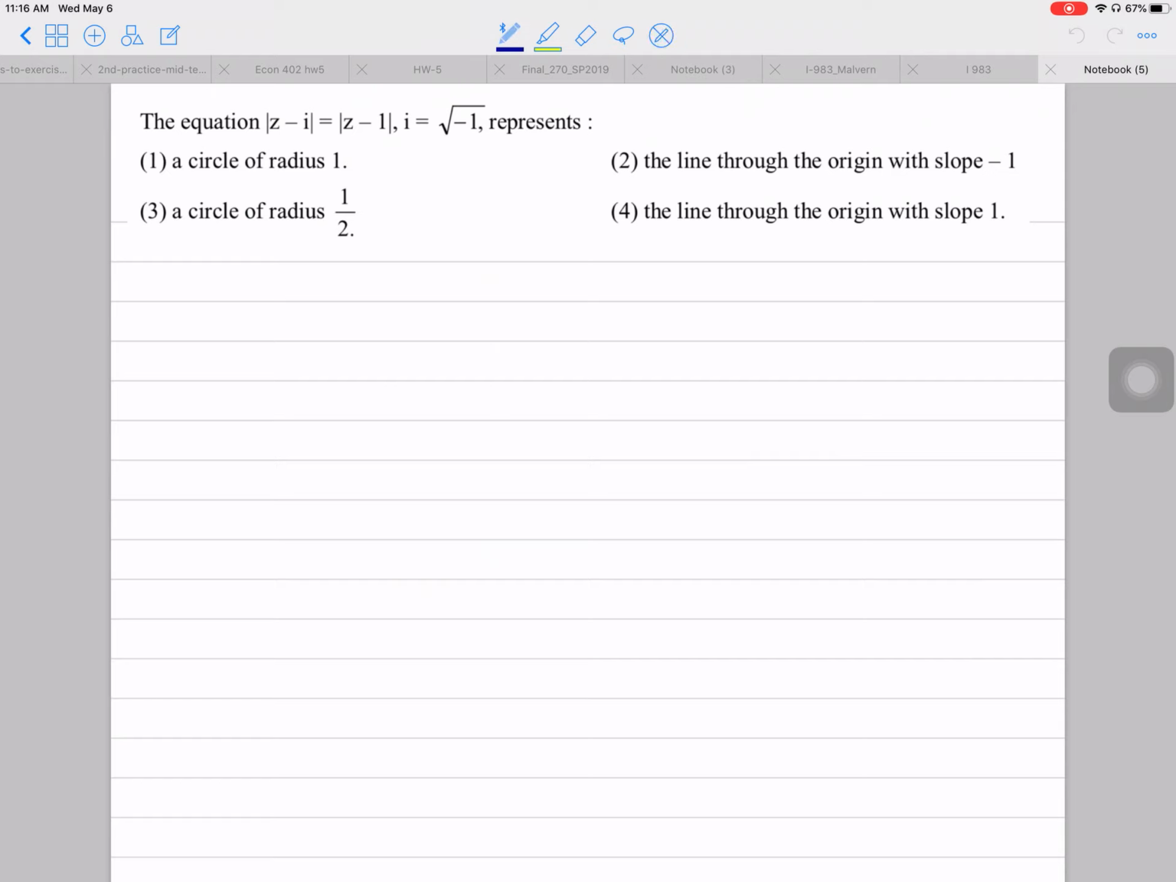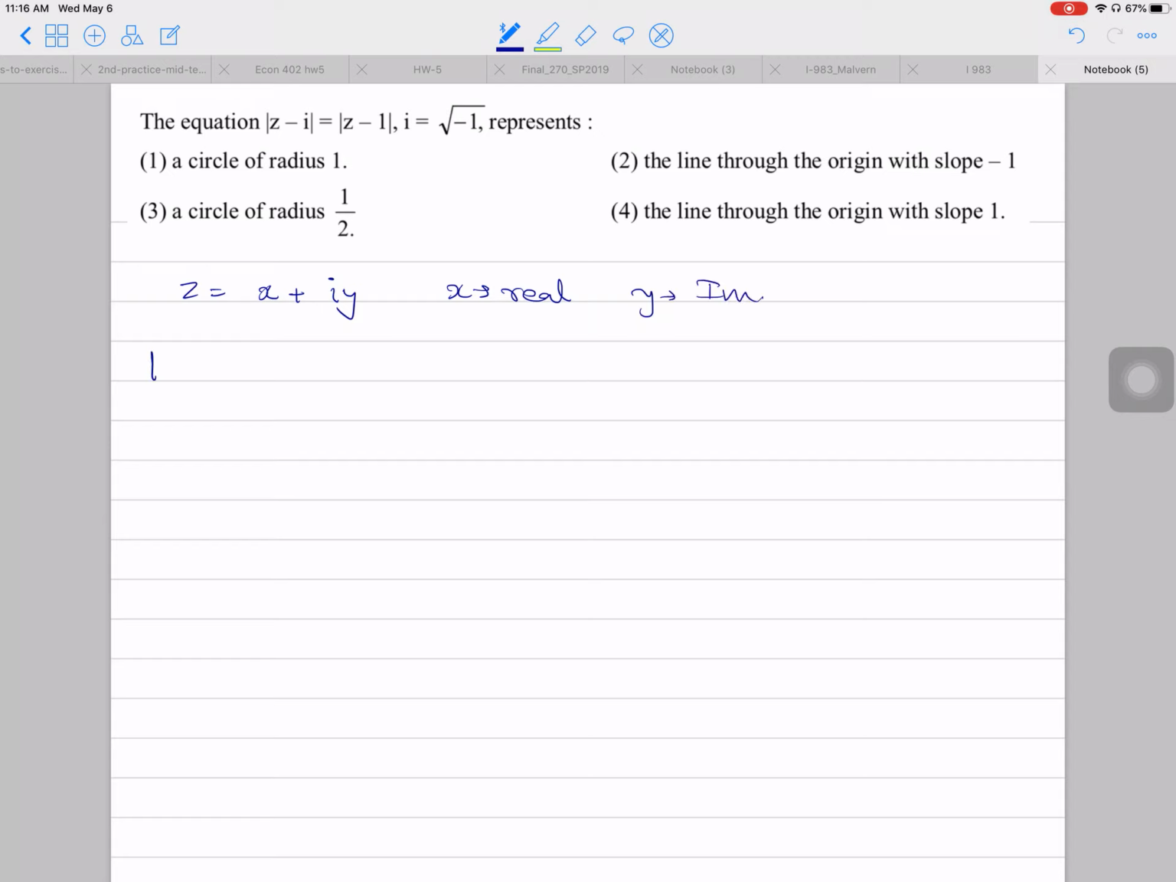Let's move on to the next question. The equation, modulus of z minus i equals modulus of z minus 1, where i is the square root of minus 1, represents. So let's write z in the standard form of complex numbers, that is x plus iy, where x is the real part and y is the imaginary part.